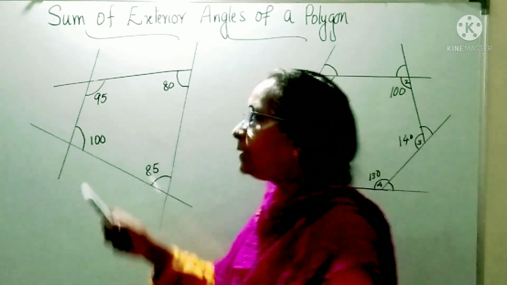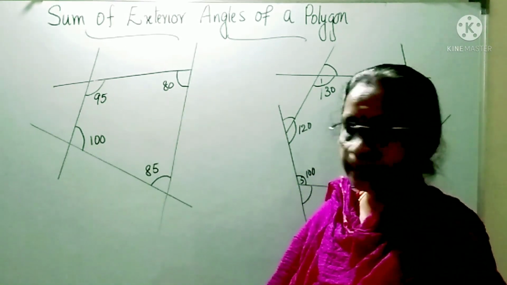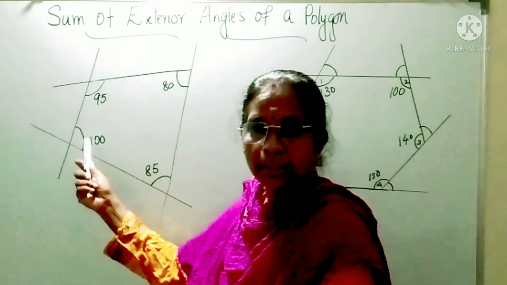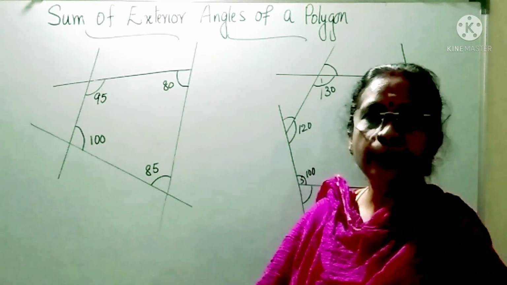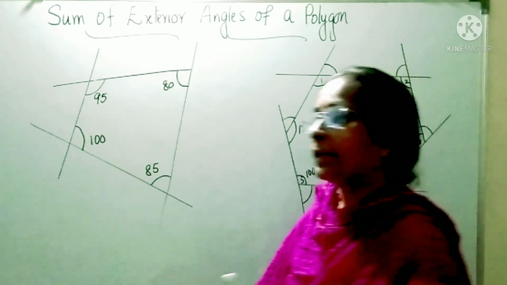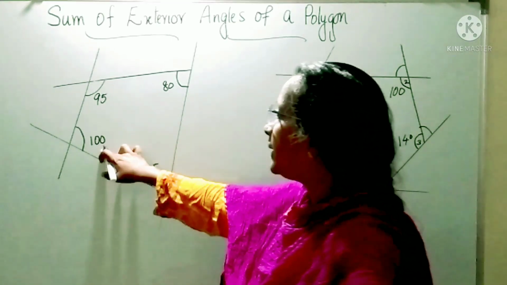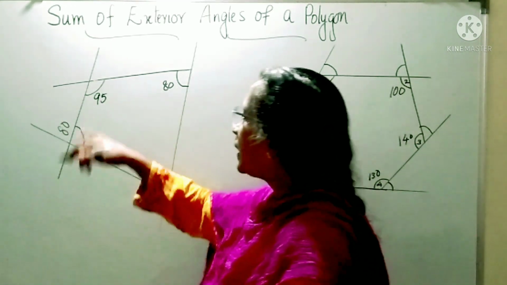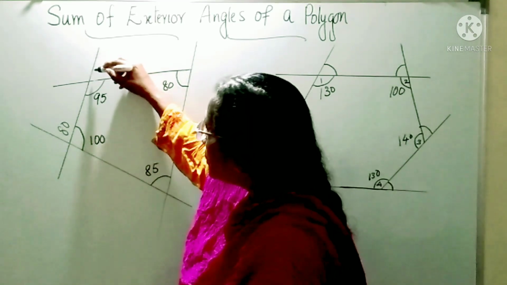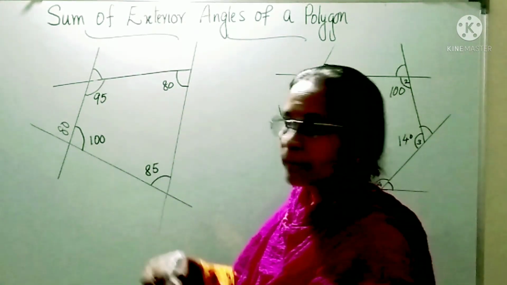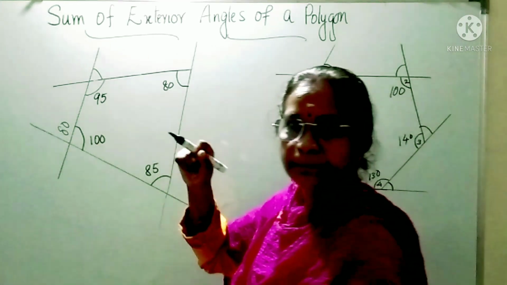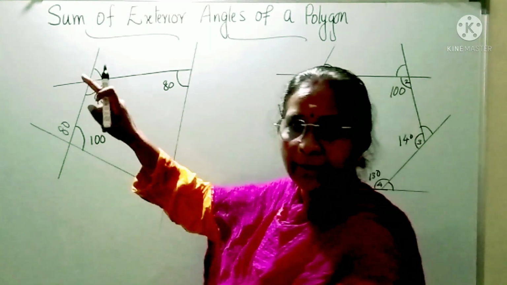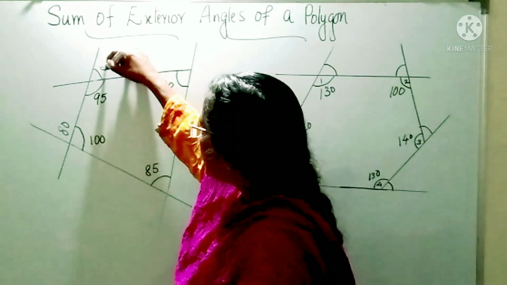Here we have a quadrilateral. All the interior angles are given. We have already learned that the interior angle and the exterior angle in any polygon will form a linear pair. So if this angle is 100, the exterior angle will be 80. Now if this is 95, these two angles together form 180 degrees, so it will be 180 minus 95, that is 85.